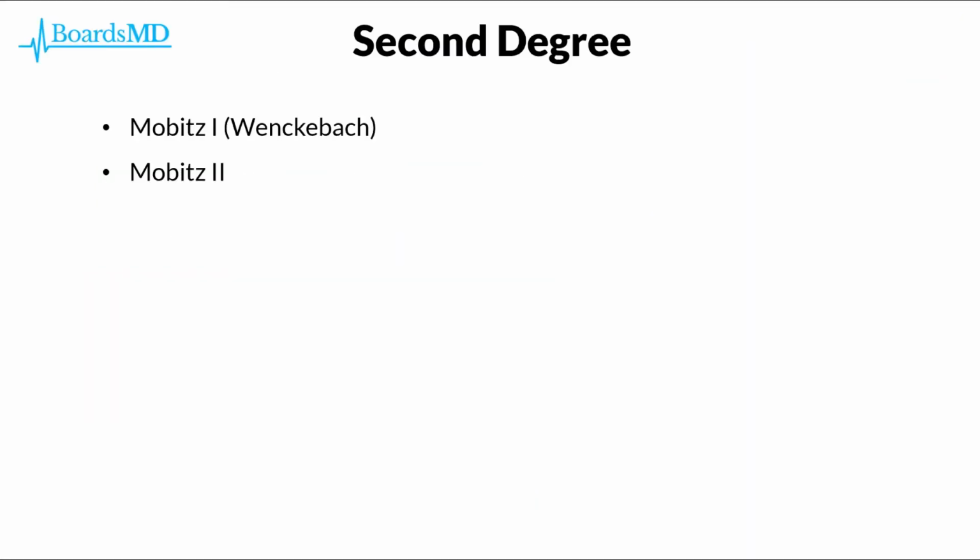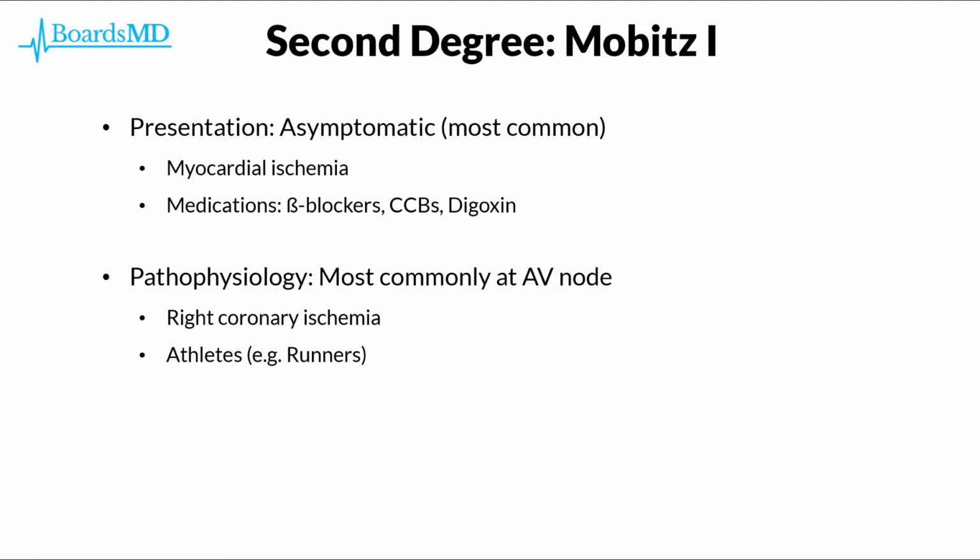Now that we have discussed first-degree heart block in detail, let's now delve into second-degree heart block, beginning first with Mobitz 1 or Wenckebach, followed by Mobitz 2. Most commonly, our patients with Mobitz 1 or Wenckebach second-degree heart block are going to be asymptomatic. However, they may also present in the context of myocardial ischemia. Additionally, medications which slow down conduction at the AV node, including beta blockers, calcium channel blockers, and digoxin, may also tip off a patient into Mobitz Type 1.